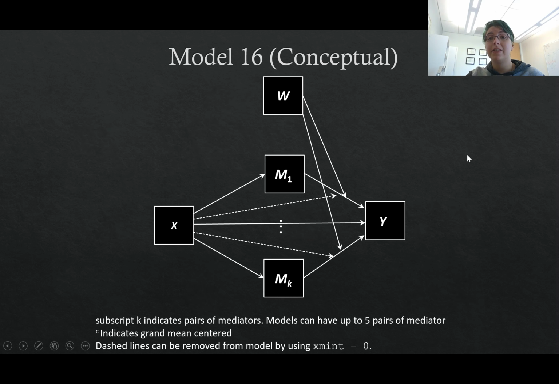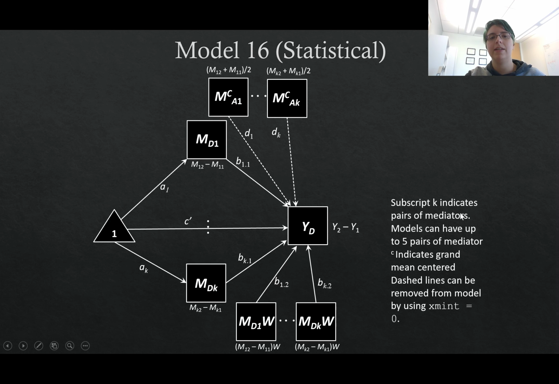Another model that is particularly popular in the between subjects literature is just allowing for the B path to be moderated. So that's model 16, where here W is moderating the path from M to Y. And in the statistical diagram, the way that that is added is by adding this product term between the differences between the mediators and the moderator. And so this path is allowing the B path to be moderated. You'll notice that this does not include moderation of the D path. There is a different model that does this. So if you wanted to incorporate that, all of the different combinations are now available, but only for one moderator.